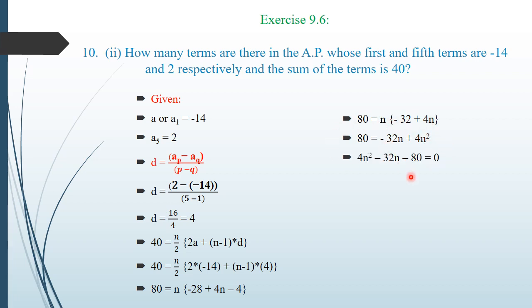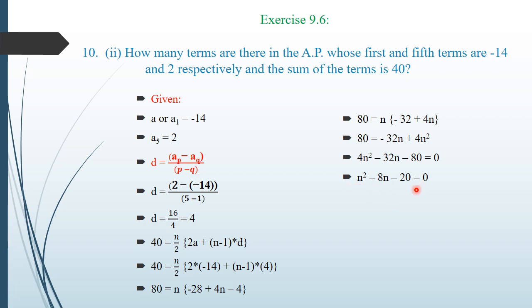Now rearranging all these terms and bringing them to one side, 4n square minus 32n minus 80 is equal to 0. Now if I want to take 4 common out of this equation, I will divide this entire equation by 4. Then I'll get 4n square by 4 is n square, minus 32n by 4 is minus 8n, minus 80 by 4 is minus 20, 0 by 4 is 0 only. So this is our reduced equation.